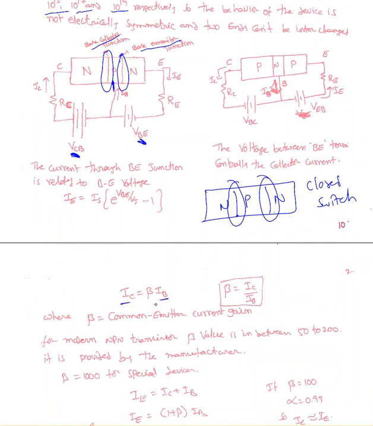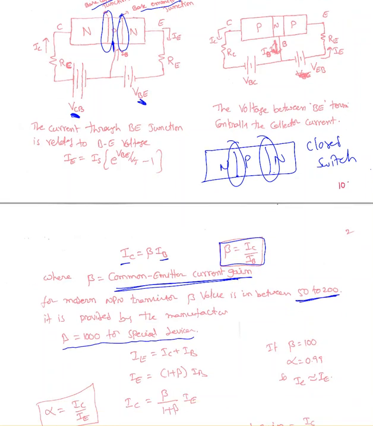The relation between IC and IB is beta equals IC over IB, where beta is the common emitter current gain. That value is given by the manufacturer. In most cases that value is between 50 and 200. Some transistors might have around 1000.